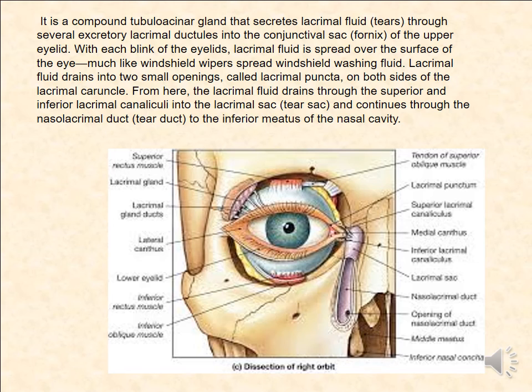The lacrimal fluid drains into two small openings called lacrimal puncta on both sides of the lacrimal canaliculi. From here, the lacrimal fluid drains through the superior and inferior lacrimal canaliculi into the lacrimal sac, the tear sac, and continues through the nasolacrimal duct as a tear duct to the inferior meatus of the nasal cavity. The drainage of the tear, the lacrimal fluid, goes from the gland to the nasolacrimal duct, called the tear duct, to the inferior meatus below the inferior concha.